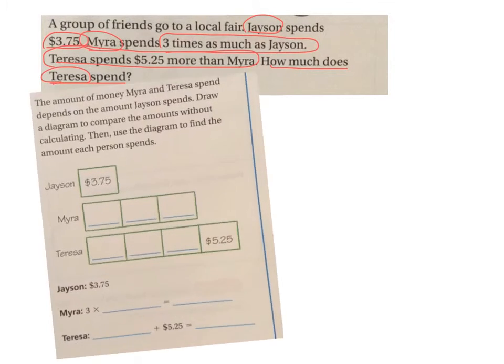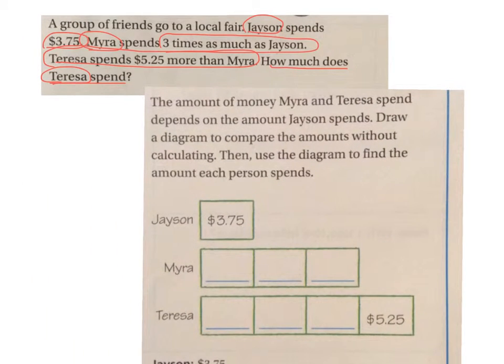Okay, so let's take a look at how we're going to solve this. It says the amount of money Myra and Teresa spend depends on how much Jason spends, right? Everything is in relation to how much Jason spent. We can draw a diagram to help us compare the amounts without actually calculating it. Then we can use the diagram to figure out the amount each person spent. So if the amount Jason spent is represented by this one rectangle, the amount Myra spent is equal to how many rectangles? 3, because Myra spent 3 times as much as Jason. So how much money belongs in each one of these rectangles?